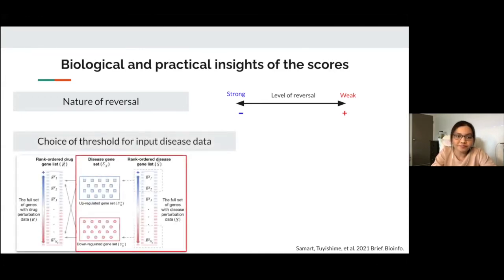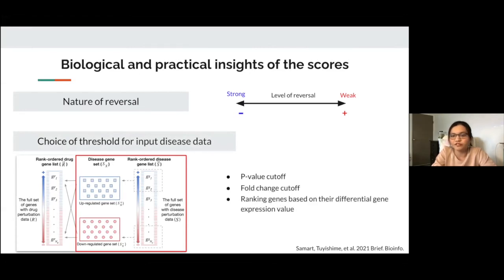For the choice of threshold for input disease data, where we separate the disease list into up and downregulated genes, we can do this by using a p-value cutoff or fold change cutoff, or by ranking all the genes based on their differential gene expression value. All of these choices, whichever one we use, will ultimately affect the performance of the connectivity score.